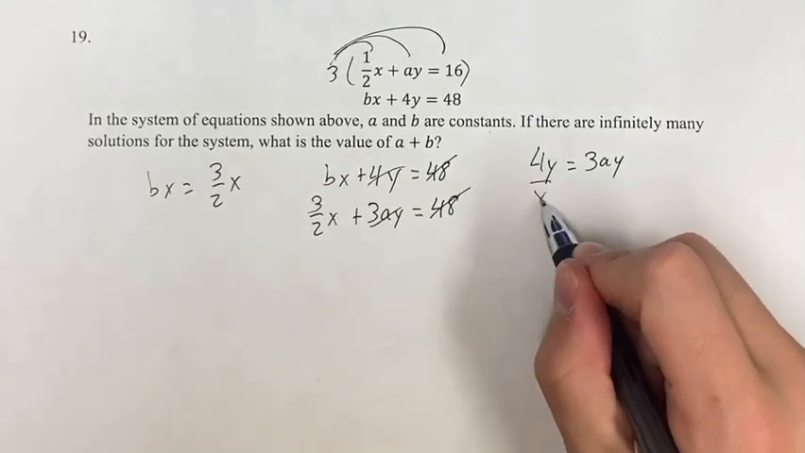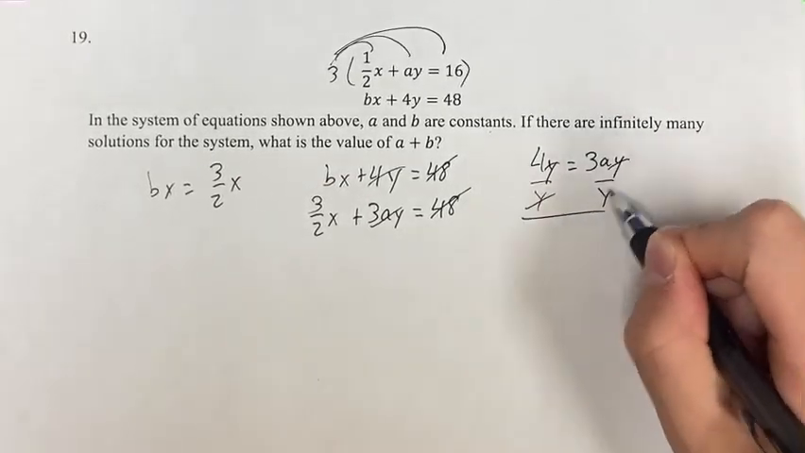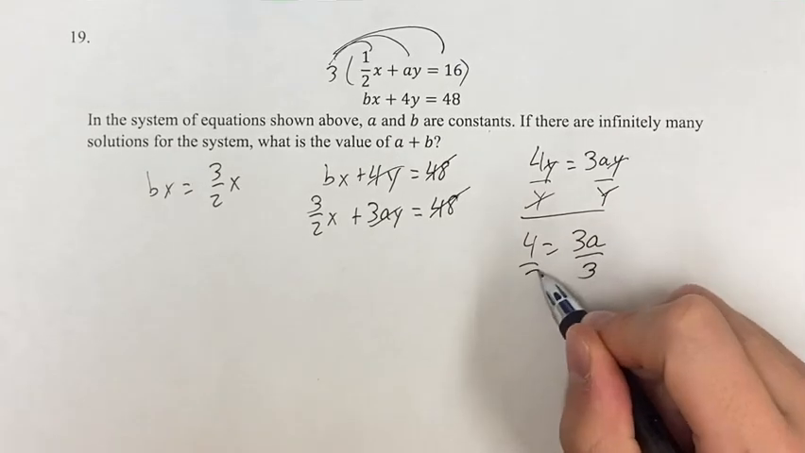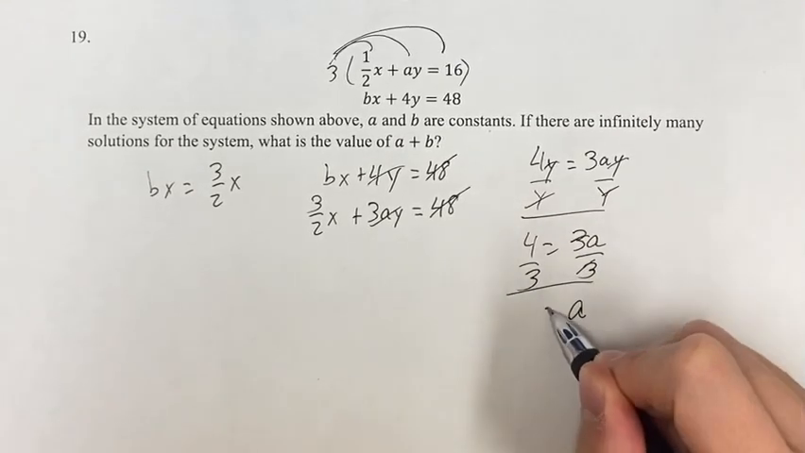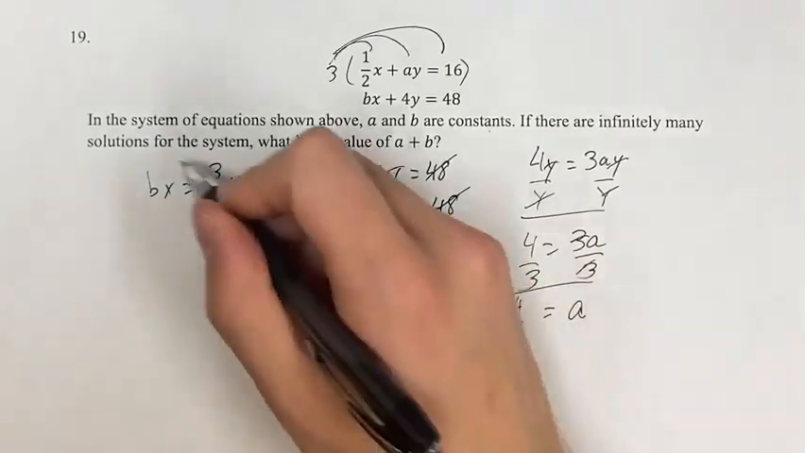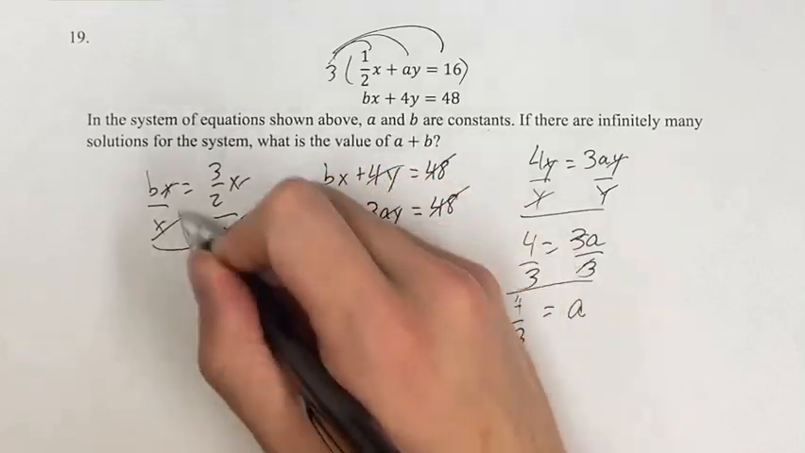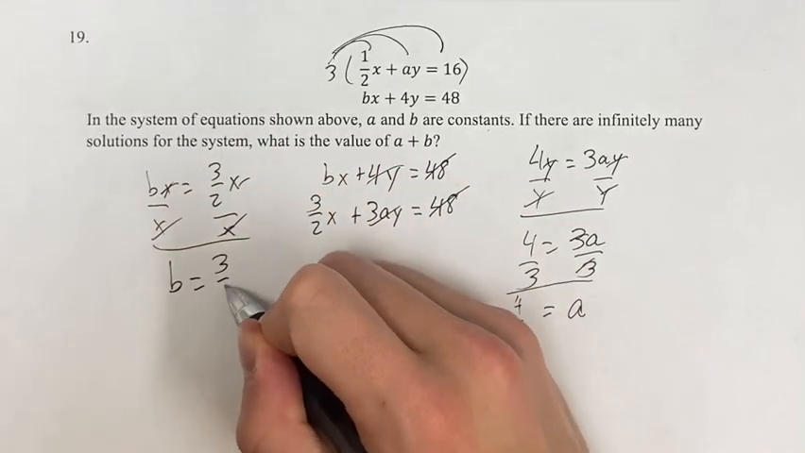So dividing both sides by y over here, 4 is equal to 3a. So divide both sides by 3. You get a is equal to 4/3. Over here, divide both sides by x. These cancel, and we've already solved b is equal to 3/2.